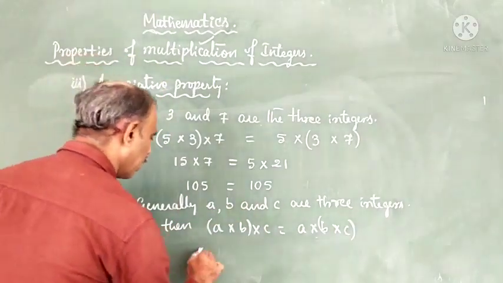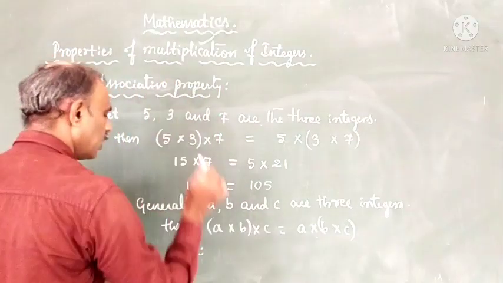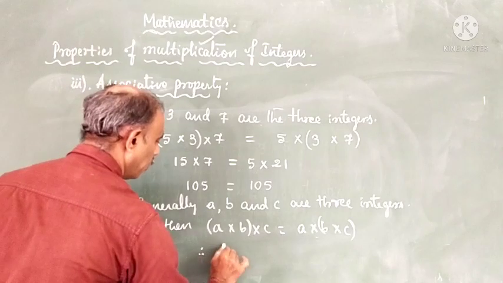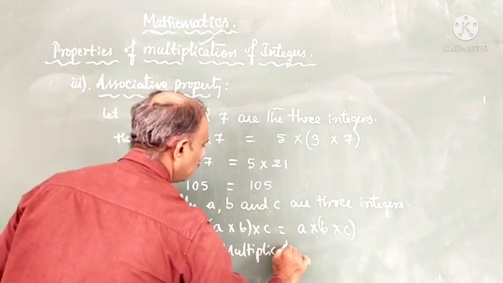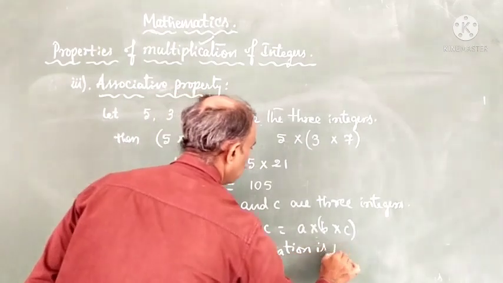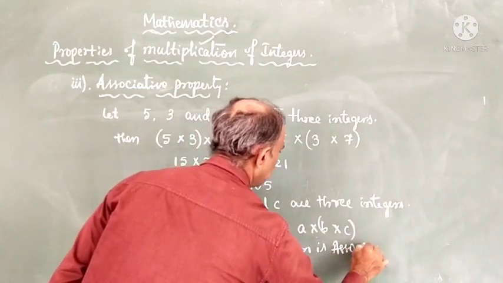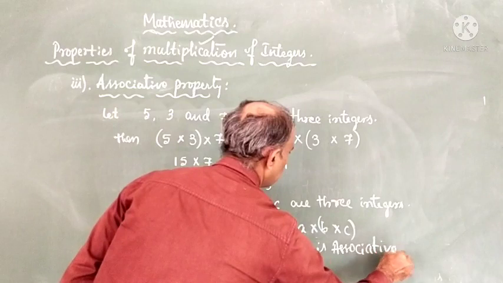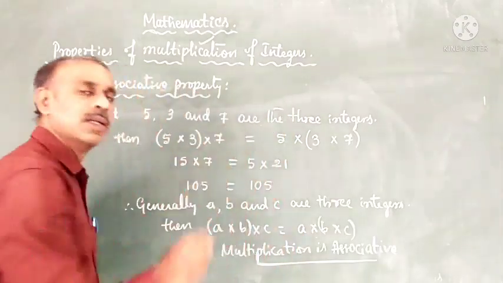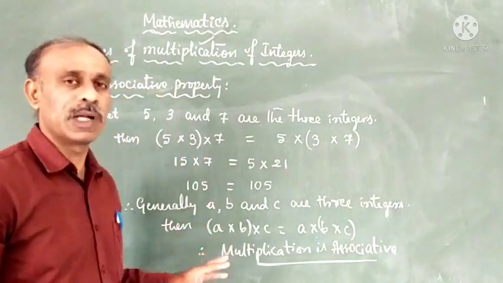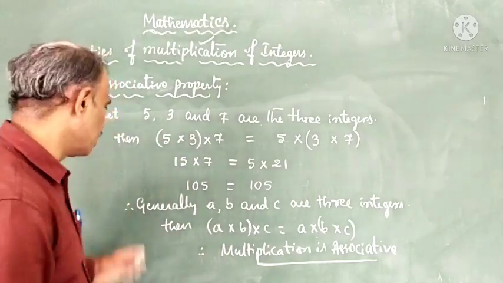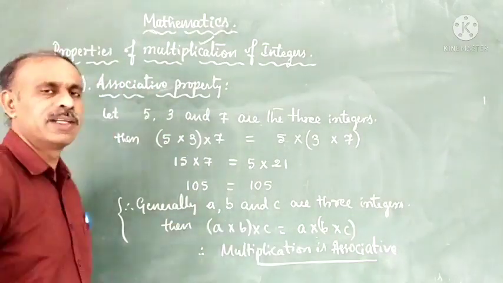So therefore what we can write? Multiplication is associative. So this much you have to copy to your notes, and these properties are very important. So this much if you keep in your mind, it's very easy.